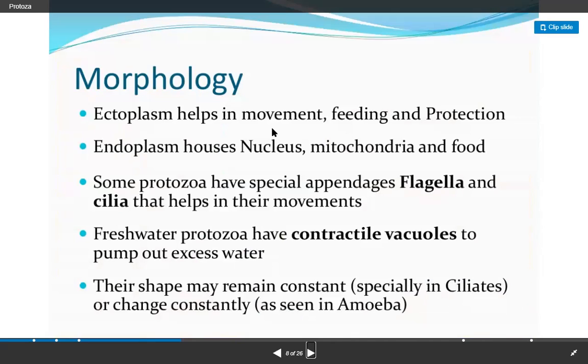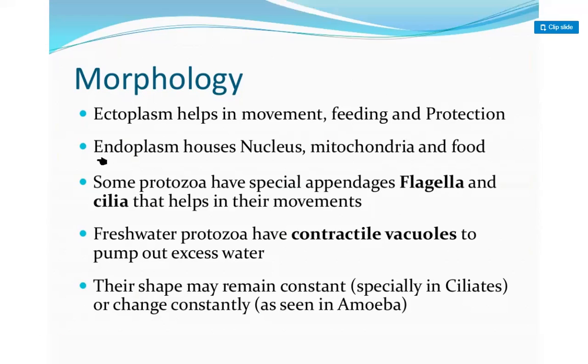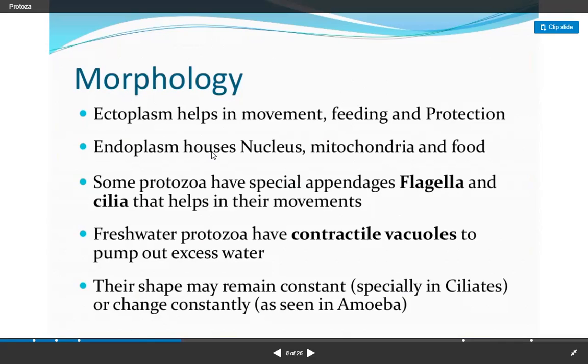Ectoplasm helps in movement, feeding, and protection. Means the outer layer of the cytoplasm, which is called ectoplasm, helps in movement, feeding, and protection against foreign particles or pathogens. Whereas endoplasm has the nucleus, mitochondria, and food.